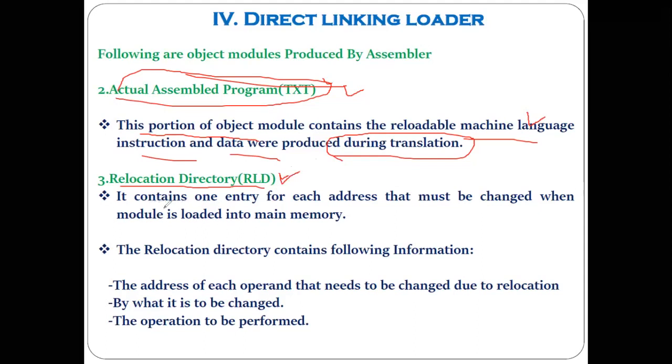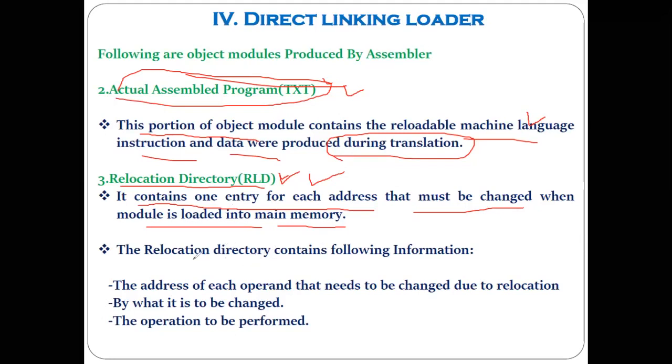So what does the relocation directory contain? It contains the entries for the different addresses that must be changed when the module is loaded into the main memory. It means the relocation directory contains the addresses which need to be modified, the different addresses which need to be relocated. Now, the addresses are related with the different instructions or procedure data, and so on. So the relocation directory contains the information about the addresses which need to be modified.